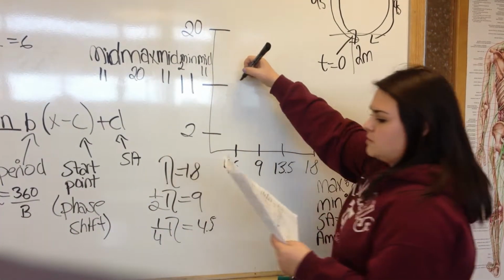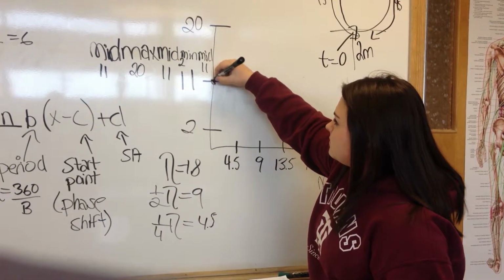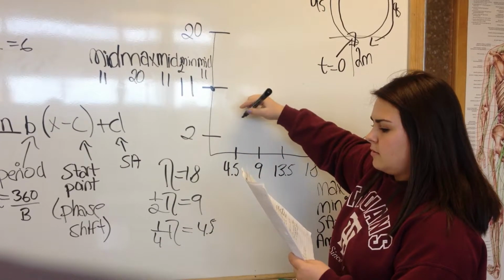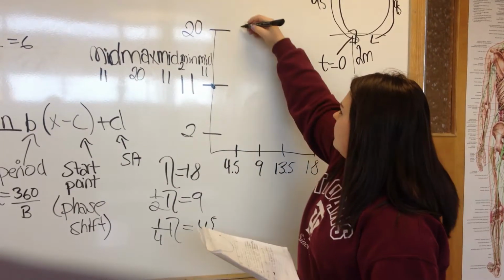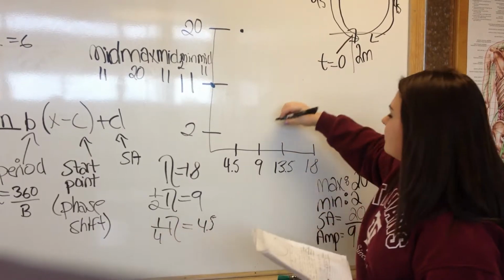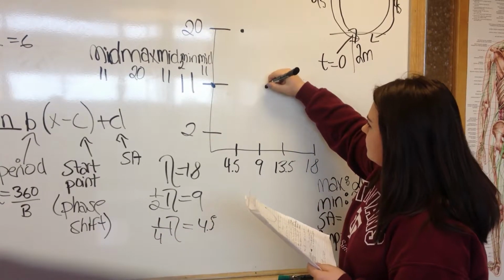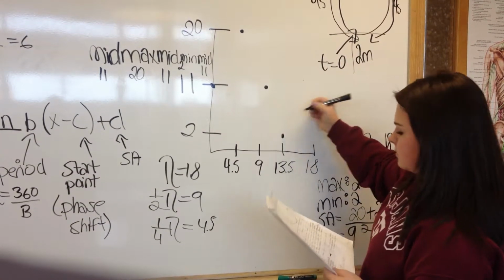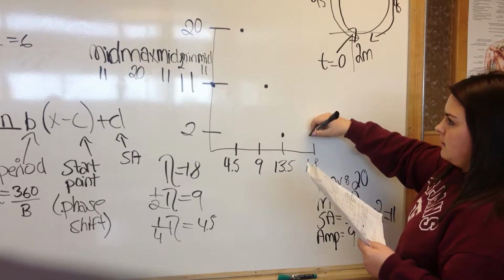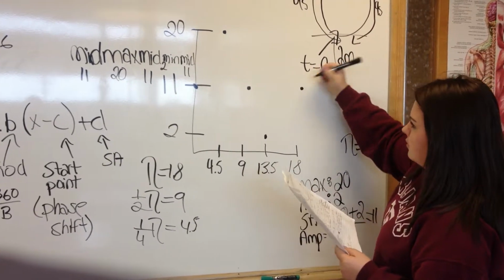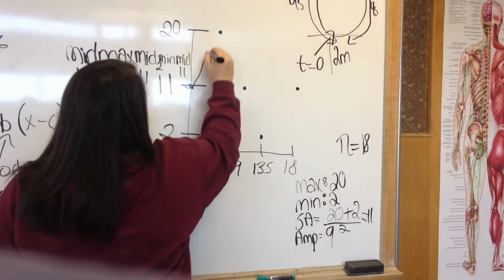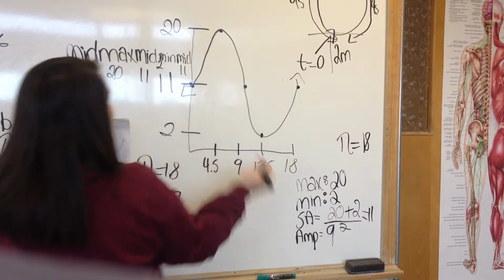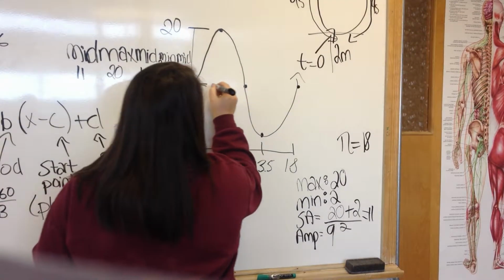So basically, just using these points, we're going to start at the middle, which is 11. The max, okay, the max goes up here at 20. At 9, it goes back to the middle. At 13.5, it goes down to the min. And at 18, it goes back to the mid. So basically, when you draw this out, it looks like this, which is what a sine graph should look like.